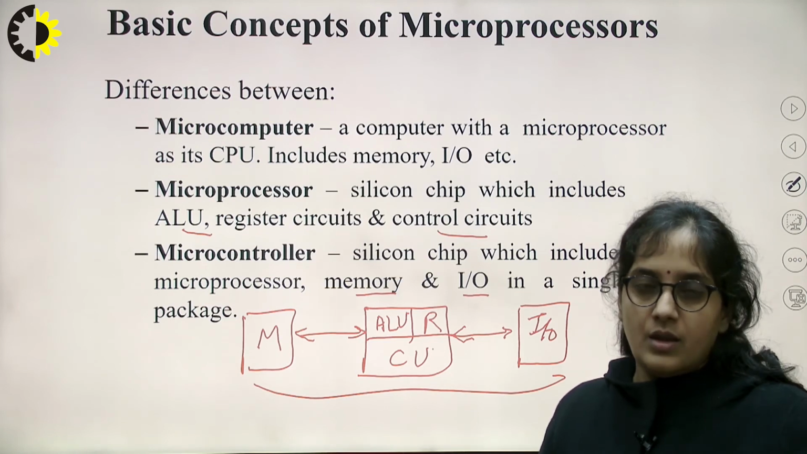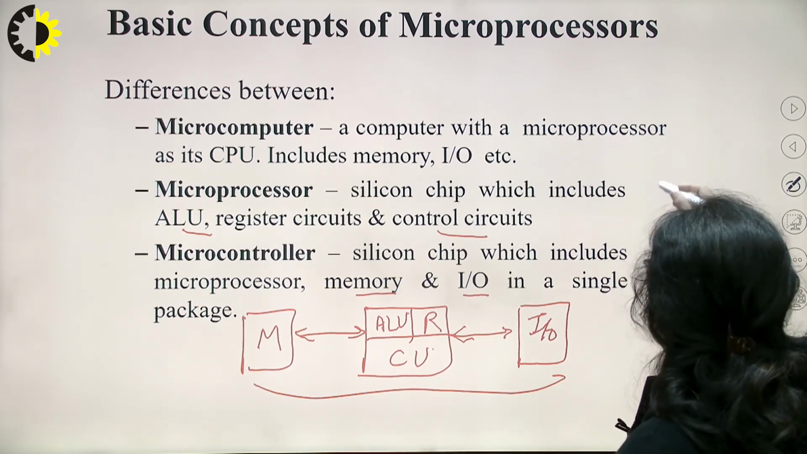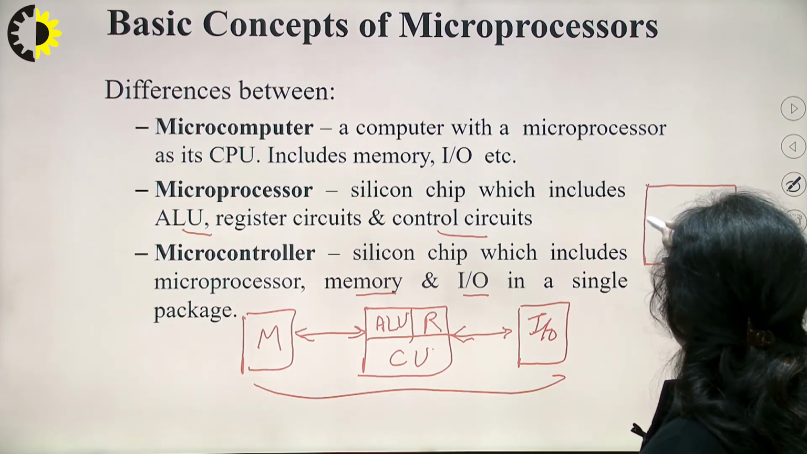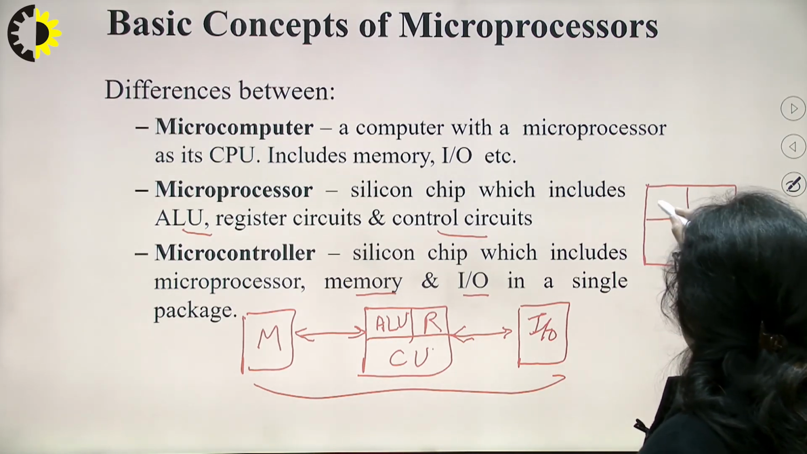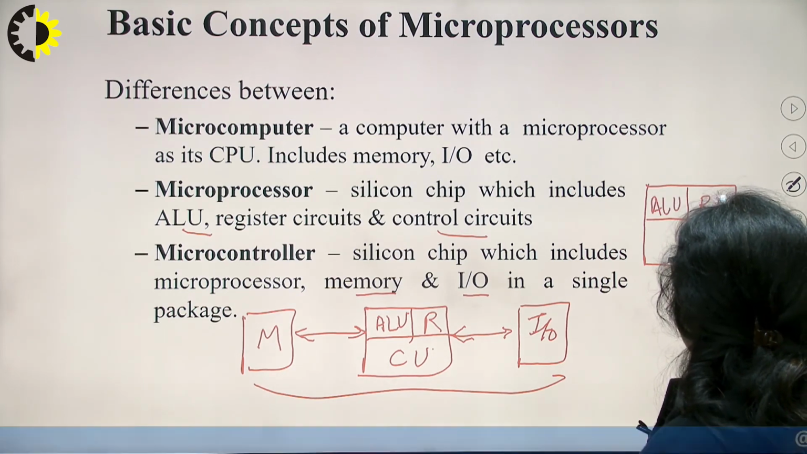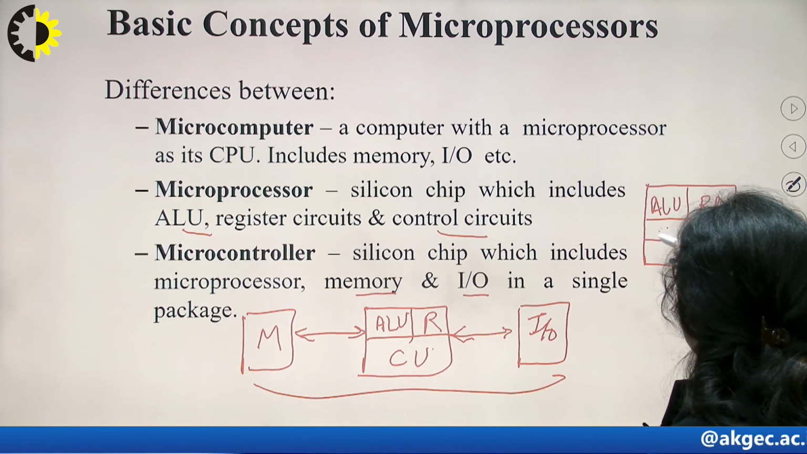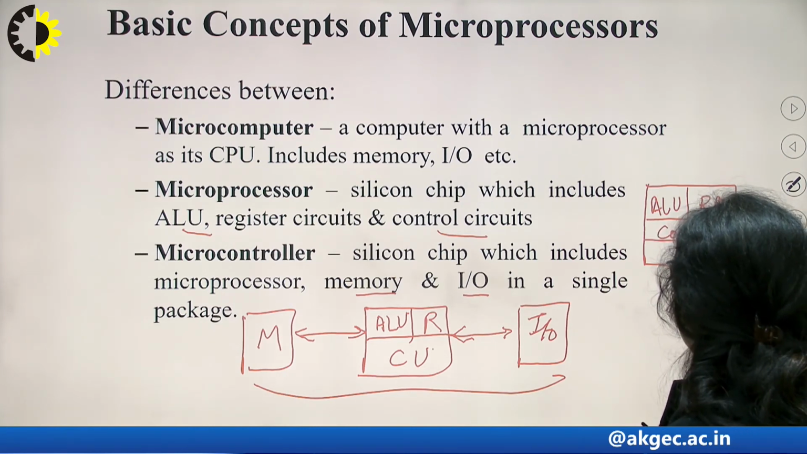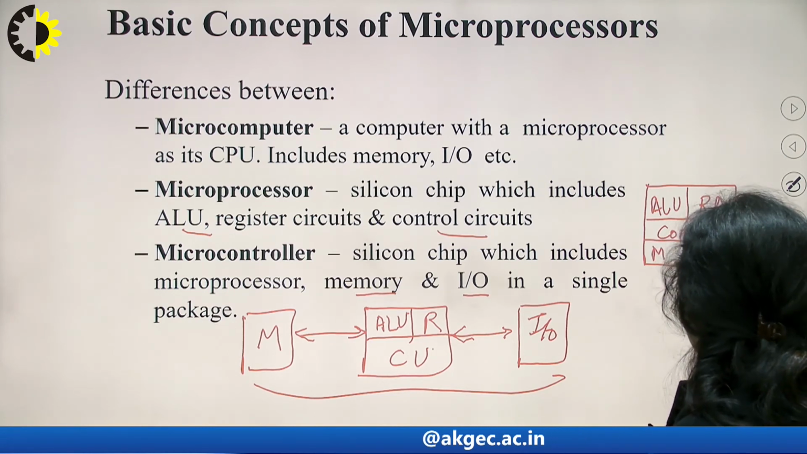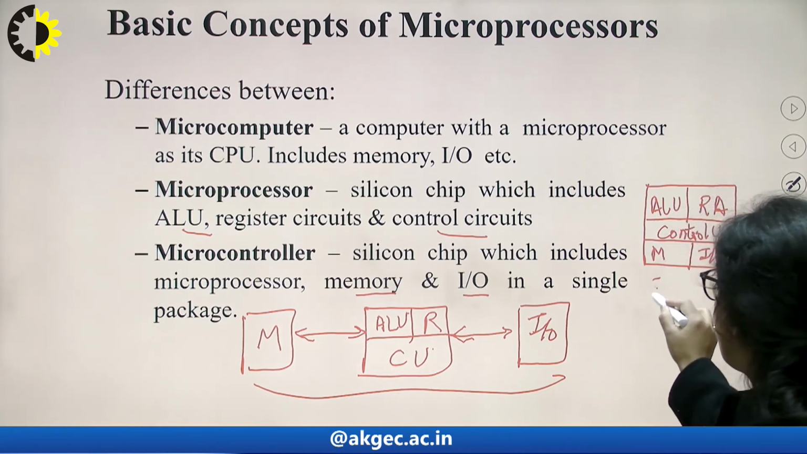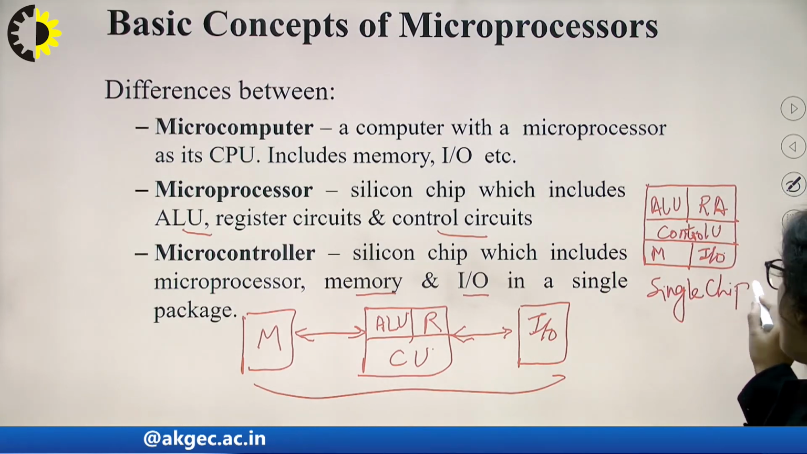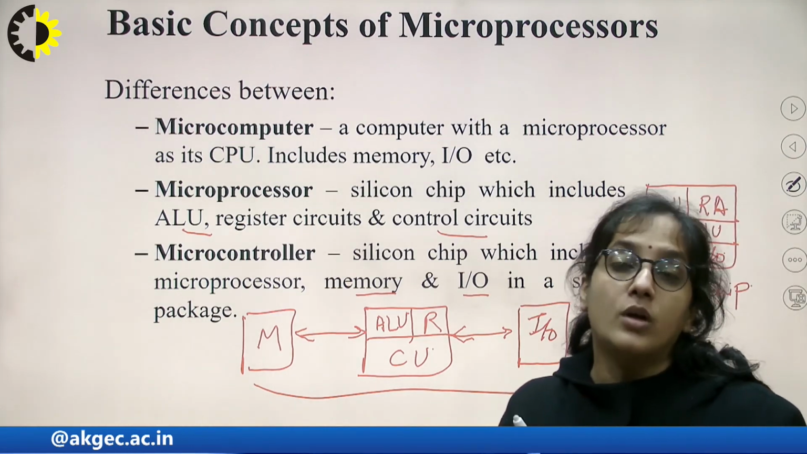And if a single chip consists of ALU, register array, control unit, memory and IO device on a single chip, then it is known as a microcontroller.